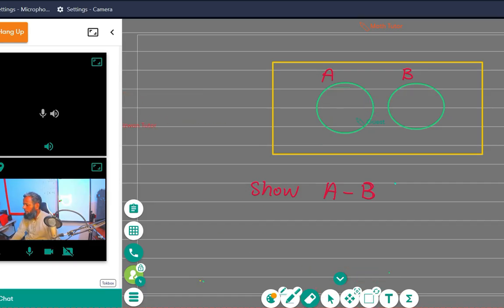Sometimes you should use a highlighter, okay? There is a common part.